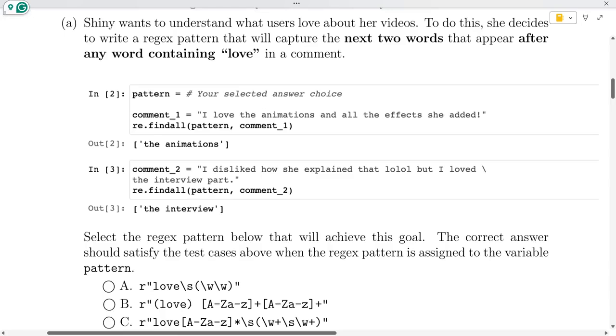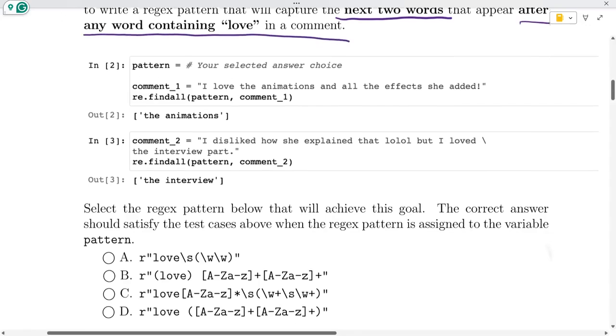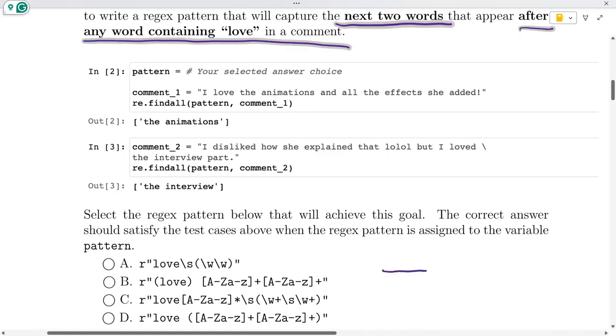Okay, so first we're going to construct, for this part, a pattern that will capture the next two words that appear after any word containing love in a comment. Usually when we see this kind of problem that warrants a specific pattern, it's good for us to write sub-patterns of regex that correspond to each of the criteria first and then concatenate them together. That way it will be easier to solve the question. Although this is a multiple choice question, we can try constructing a pattern and see which option is the closest or most fitting to our description.